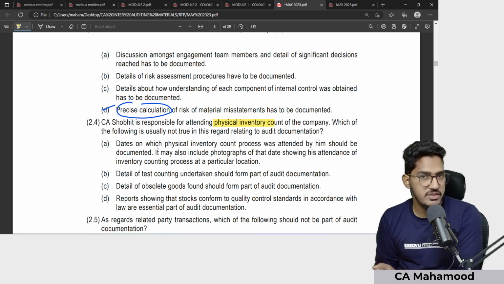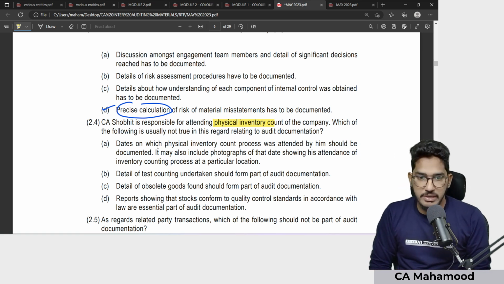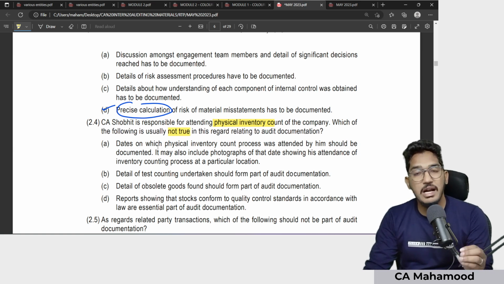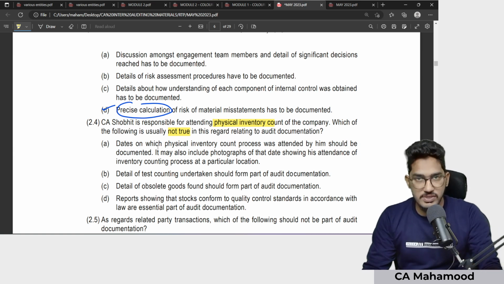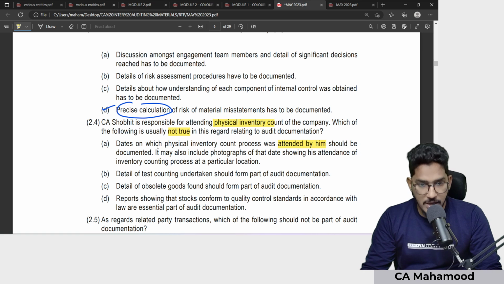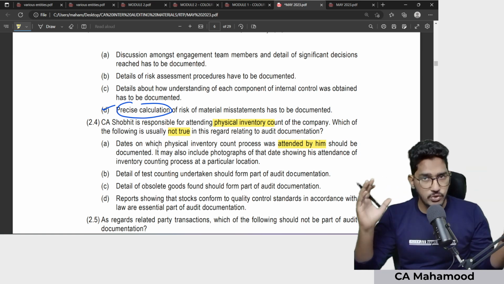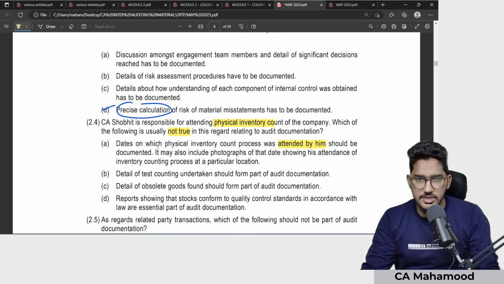As a part of this inventory's physical verification, they have given a few statements. Out of that, we have to find out which statement is not true regarding audit documentation of inventory's physical verification. Let us see. Dates on which the physical inventory count process was attended by him should be documented. Obviously, the date on which physical verification has been conducted needs to be documented. Yes. It may also include photographs of that date showing his attendance of the inventory counting process at a particular location as a part of that audit documentation. For extra evidence, if you want, you can even attach a photograph as a part of your documentation. Yes, A is true only.